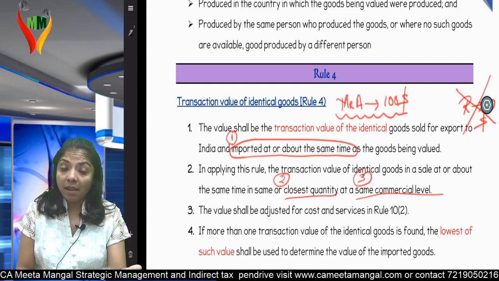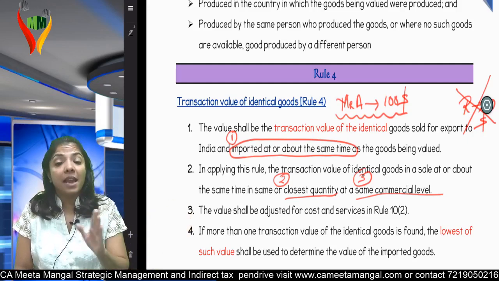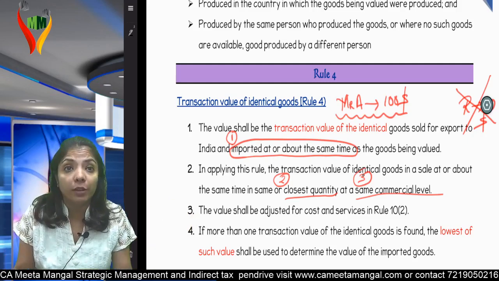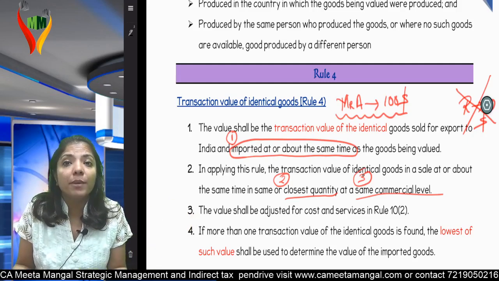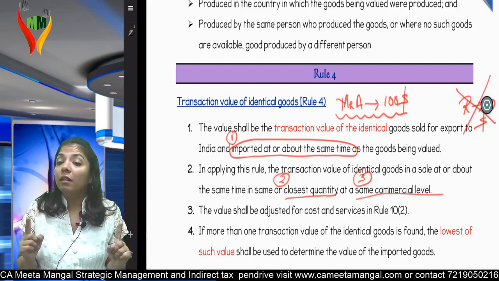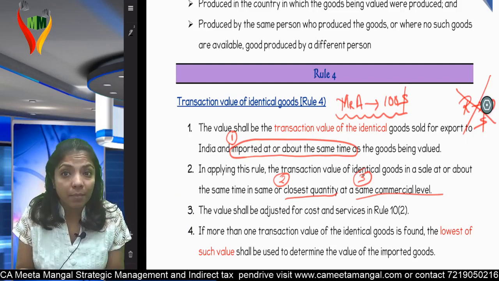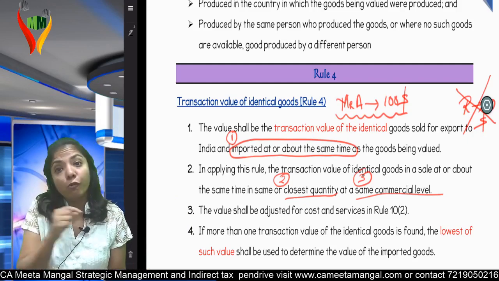Second, Mr. A's purpose was to buy and resell. That Mr. A had an intention to make profit over here. Then why will the exporter give him a discount? Why will the exporter give him a discount? So here, my commercial level and Mr. A's commercial level is not the same. That means now you cannot apply Rule 4.